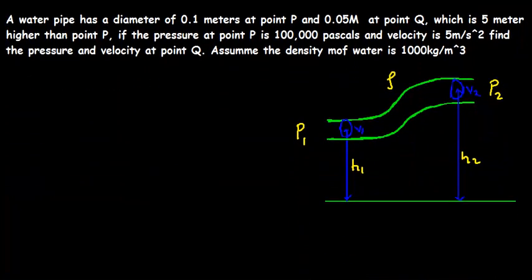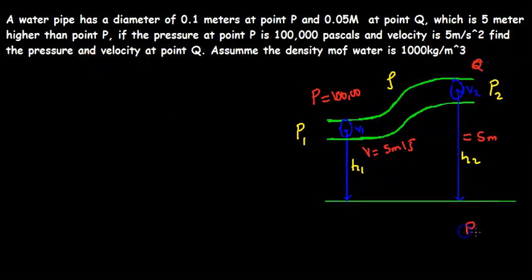Let's say you're given this kind of problem which says a water pipe has a diameter of 0.1 meters at point P. Here we have P, and here we have Q. In the case of Q, it's 0.05 meter at point Q, which is at 5 meters height. If the pressure at P is 100,000 pascals and the velocity is 5 meters per second. Here we are given the velocity to be 5 meters per second, and the pressure to be 100,000 at P. Find the pressure and the velocity at Q.